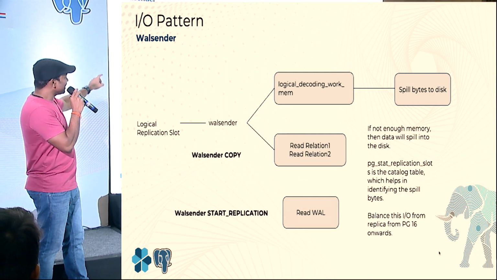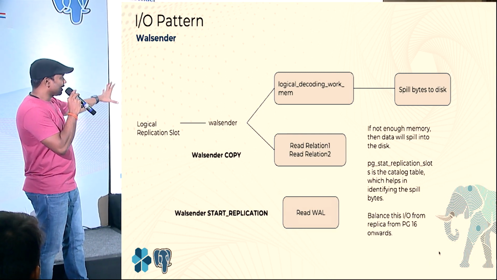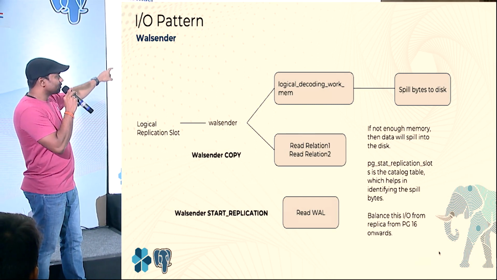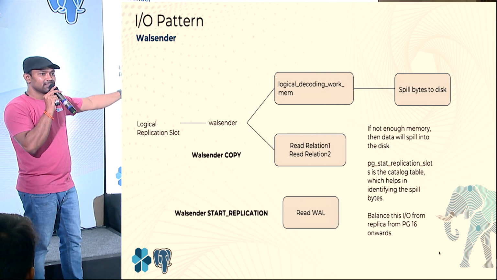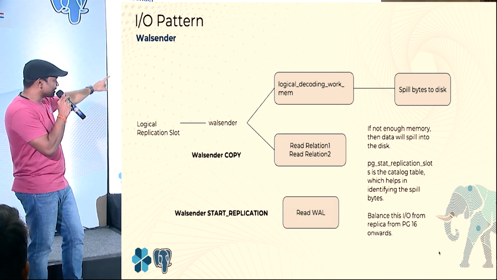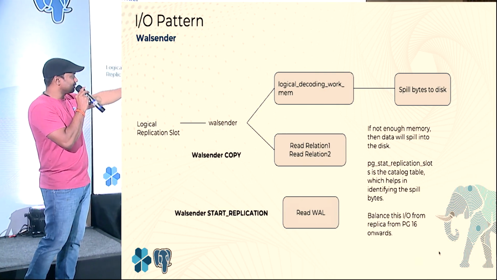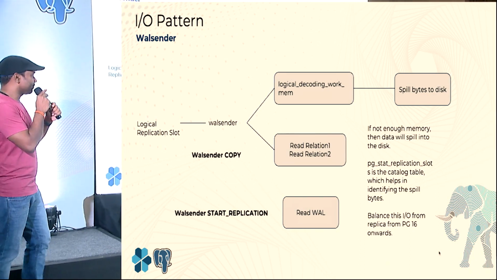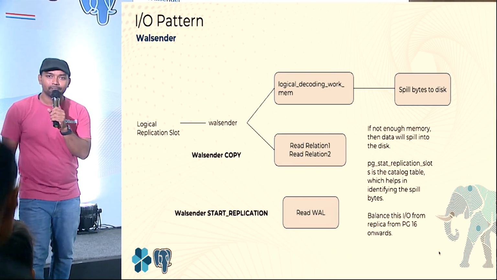If you are generating excessive data, and you don't have enough logical decoding work mem for the plugins, the data will be spilled. Again, the WAL sender is responsible for generating the temporary files. These are the temporary files only, right?